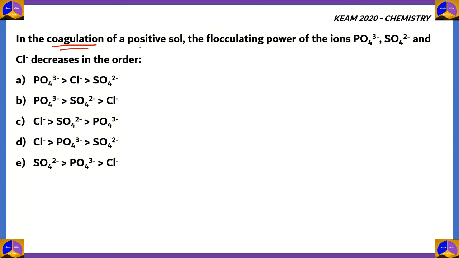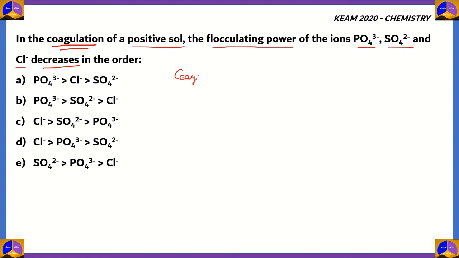In the coagulation of a positive sol, the flocculating power of the ions PO4 3-, SO4 2-, and Cl- decreases in the order PO4 3- greater than Cl- greater than SO4 2-, and here are the other orders present. So, which of these is the correct representation of the decreasing order of the flocculating power of the ions in question? Well, in order to find that out, we need to find out how the coagulating power is dependent on the ion.